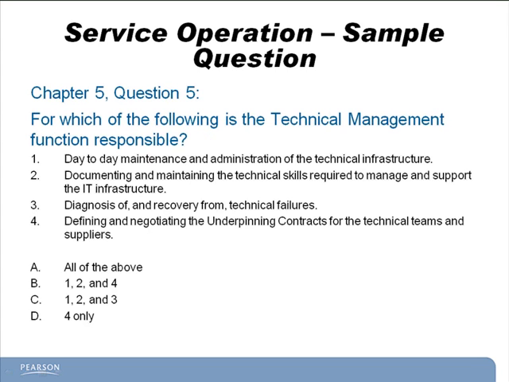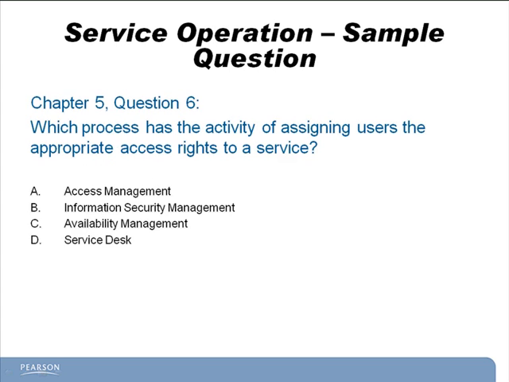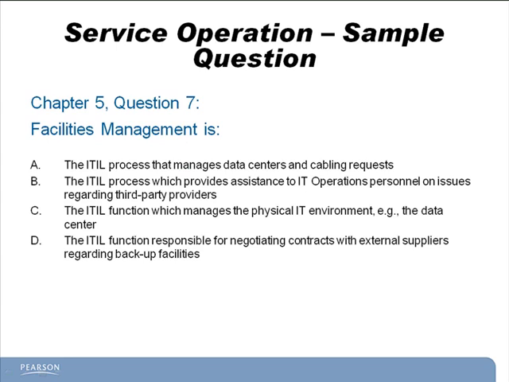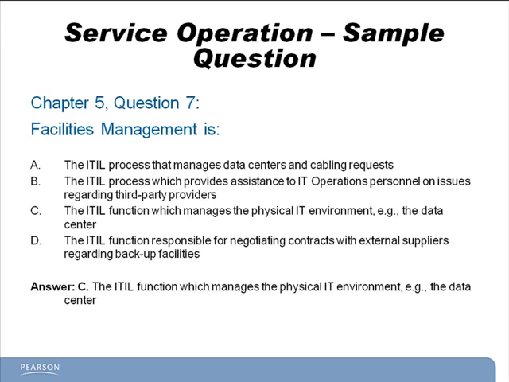Question 5. For which of the following is the technical management function responsible? Choose your answer from A through D. The answer is C. Question 6. Which process has the activity of assigning users the appropriate access rights to a service? The answer is A. Question 7. Facilities management is? The answer is C.